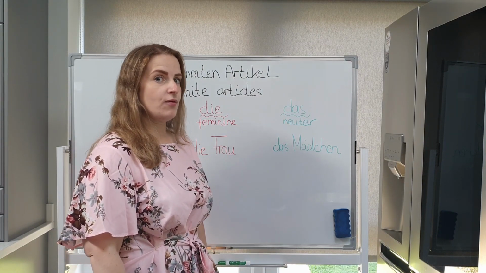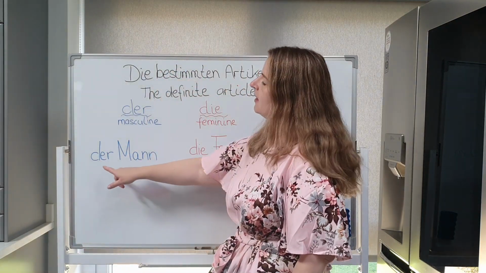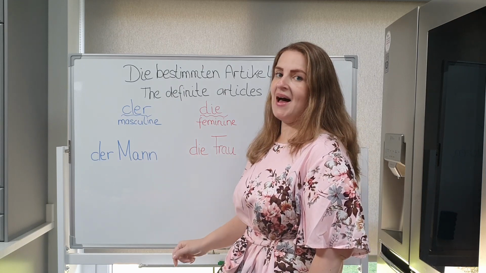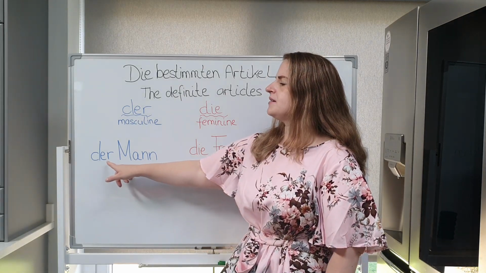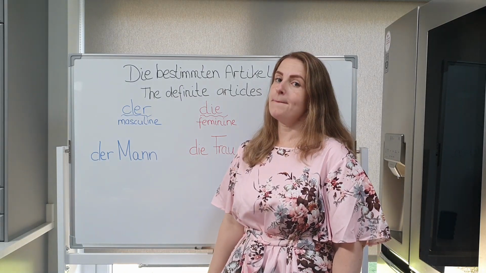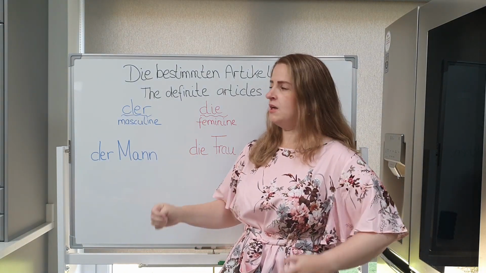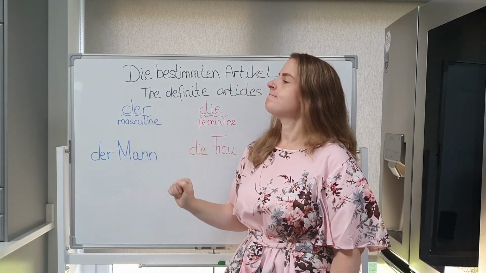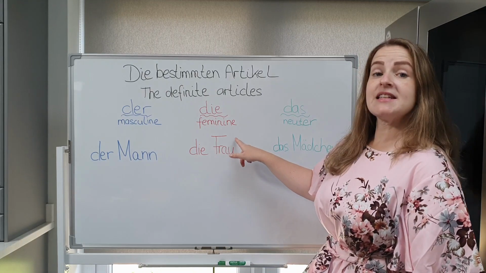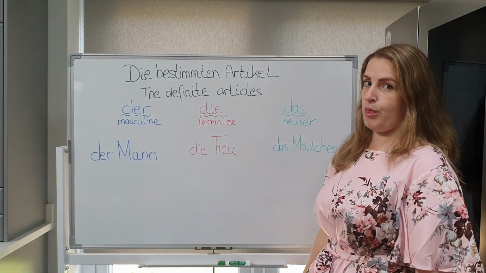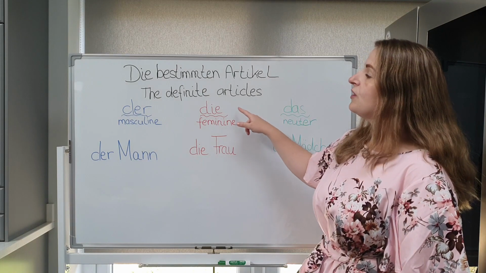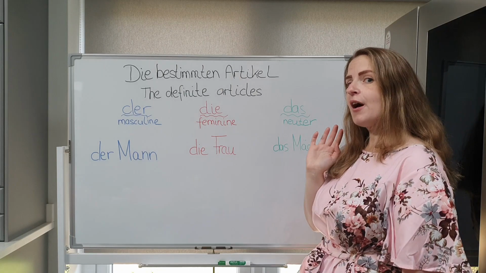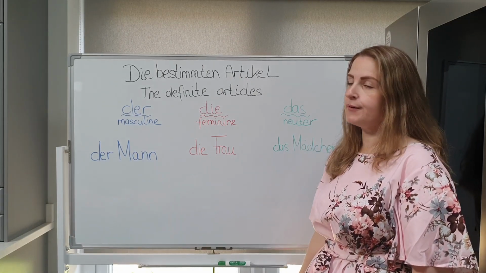Let me give you some example for that. Der Mann. The man. You see guys, der Mann, we're talking about a male person. So we're using the masculine article der. Die Frau. The woman. We use our feminine article die. Die Frau, because we're talking about a female person.